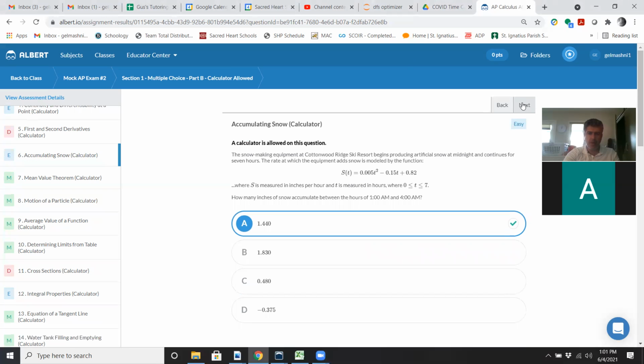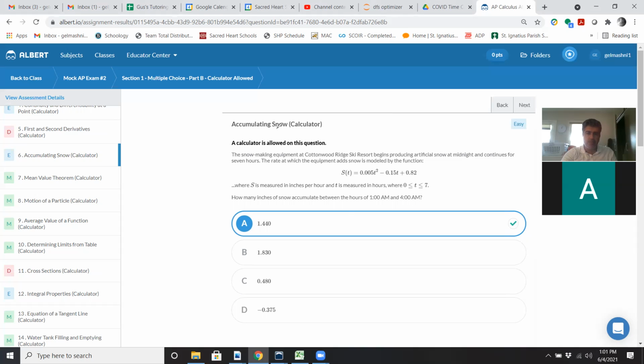Here's yet another calculator problem. I'll do one more, and then I'll have you guys try a couple. So here they give you the rate at which snow is falling. So it's actually a derivative. From 0 to 7 is a range, and they want from 1 to 4, and T represents the number of hours after midnight, because that's what they said. Okay. How many inches accumulated during that time?